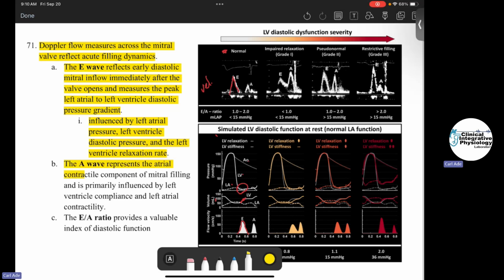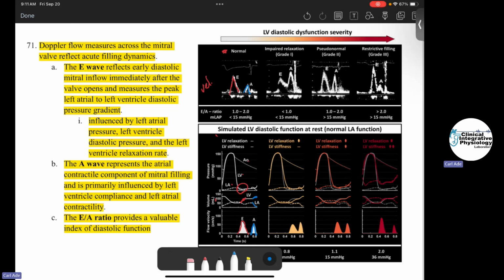There's also then this little A wave. This is the component of atrial contraction, that little atrial kick that corresponds to our P wave. So we see this little A wave, and that gets this little kick here. That's associated with the left atrial contraction. Both of these provide information, and their ratio is really important to provide us information about diastolic dysfunction.